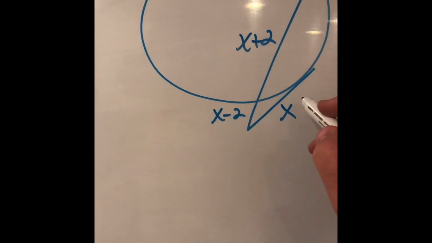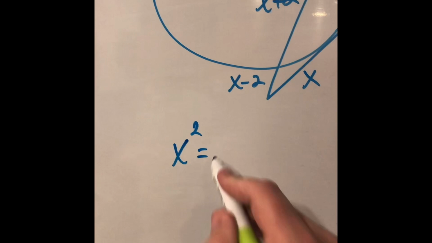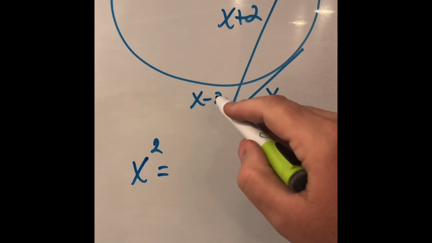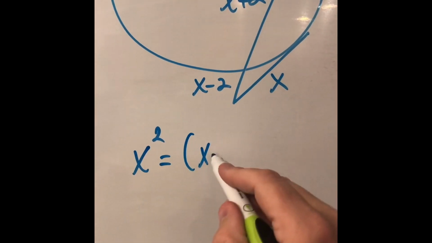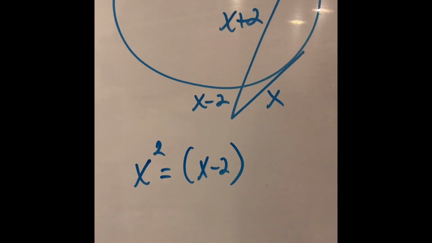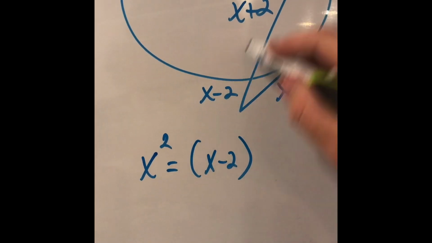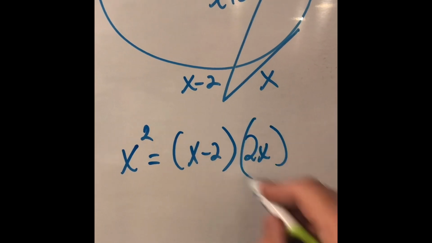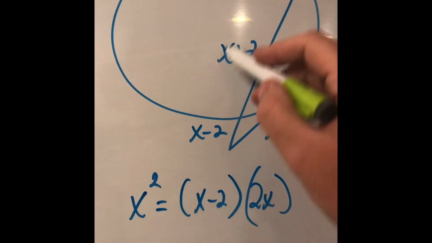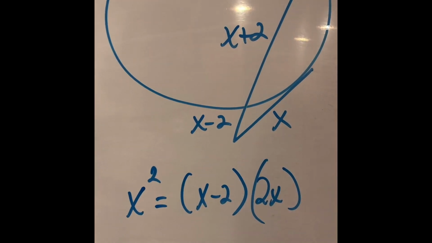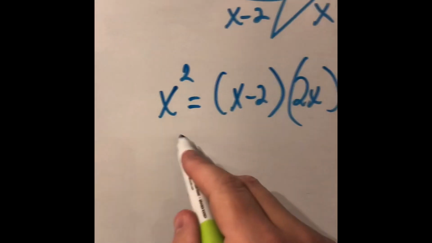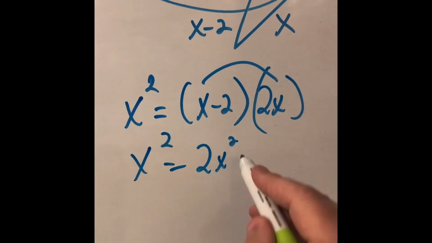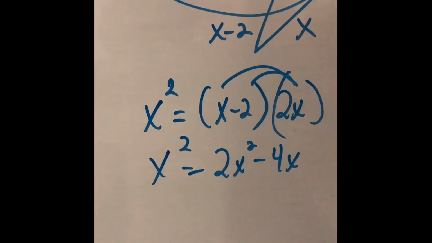Take a look now at 27. All right, tangent. I know tangent, we square it. Equals, now here, outside, x minus 2 times the whole thing. Okay? Well, the whole thing is just 2x because it's x plus x, negative 2 plus 2. Okay? So x squared is going to equal, well, now we distribute, 2x squared minus 4x.